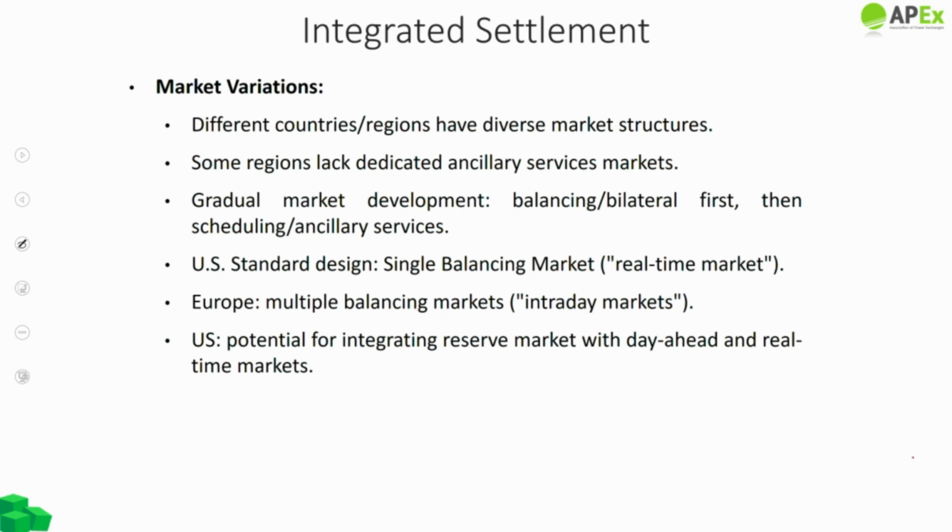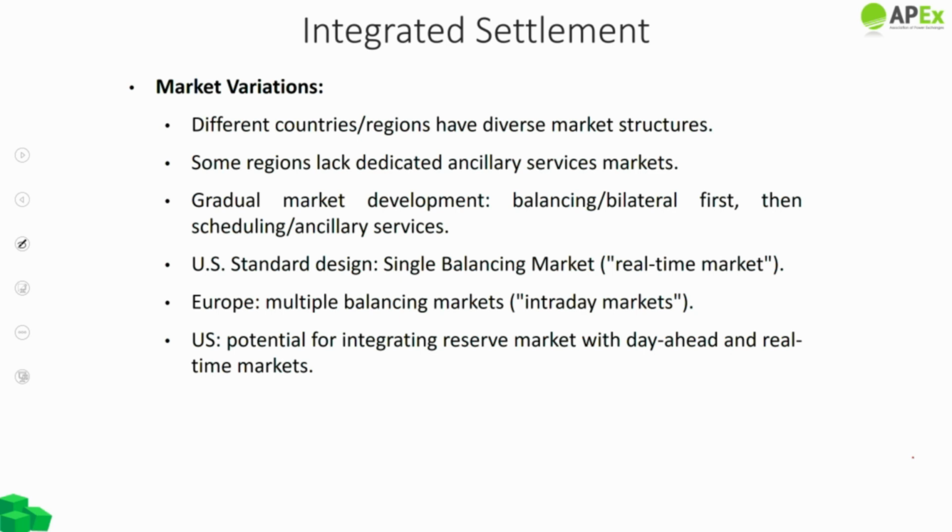Market evolution is another key factor influencing multi-settlement system configurations. Many countries have undergone a gradual transformation in their market structures, typically starting with the establishment of balancing and bilateral markets. Subsequently, scheduling markets are introduced, followed by the development of ancillary services markets. This sequential evolution allows for a systematic and phased implementation of market components.